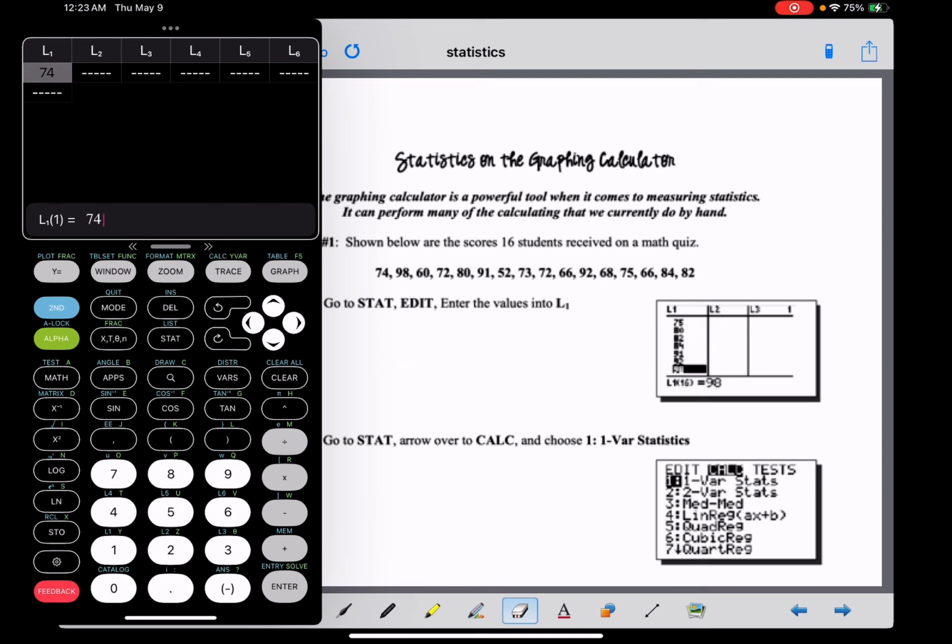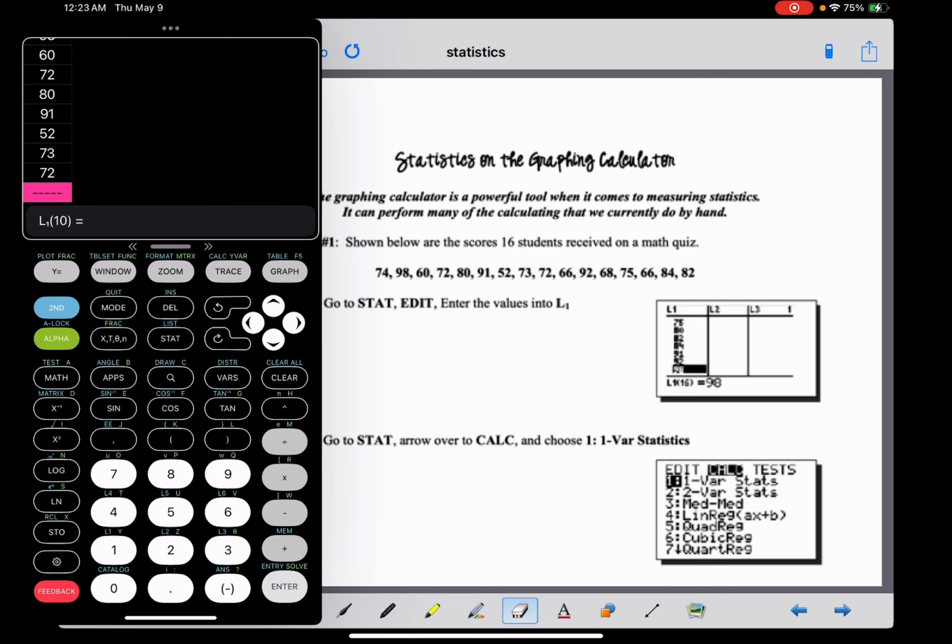Okay, so I'm typing in 74, and then I'm typing in 98, 60, 72, 80, 91, 52, 73, 72, 66, 92, maybe. There we go. 68, 75, 66, 84, and 82. Okay, so I have 16 sets of data here. All my data is put in here.